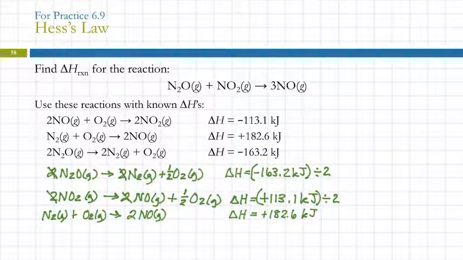We're going to add these 3 equations together, and I see that I've got 1 mole of nitrogen being produced here and 1 mole of nitrogen being used up. So those cancel out. Here I've got 1/2 mole and 1/2 mole of oxygen. Together that's 1 mole, and there's 1 mole of oxygen. So as the oxygen gets made, it gets used up, and so it doesn't show up in the final reaction equation.